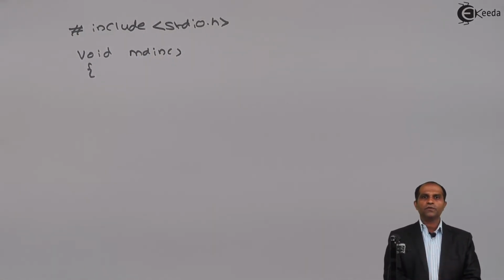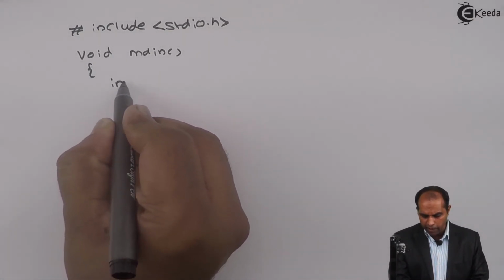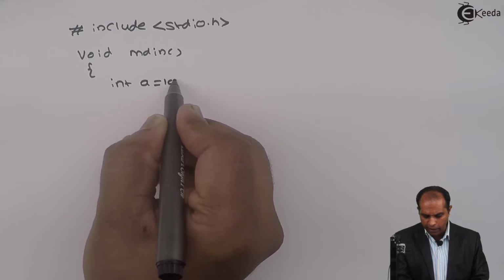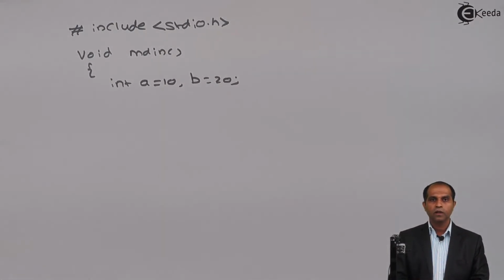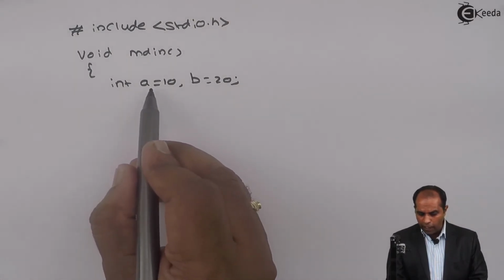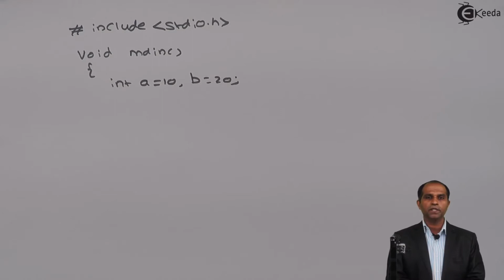Now let's start with the first method. If I had to take variables A and B with some value, let me take int A with a value 10 and a variable B with a value of 20. Now the values of A and B at this point of time are 10 and 20. We have to swap these values.